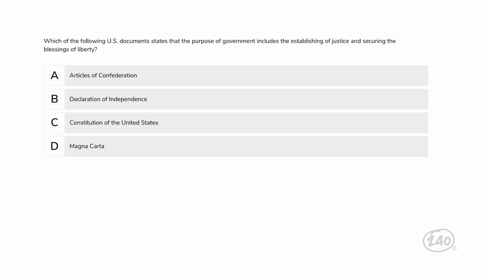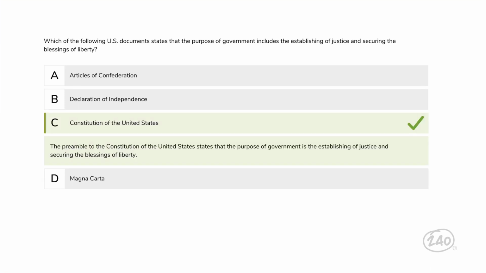Look, we have a big clue in our question prompt. We know we're looking for a US document, which means we can eliminate the Magna Carta, which was written in England. The rest of our choices are US documents that are important to know, but the Constitution is what we're looking for here.